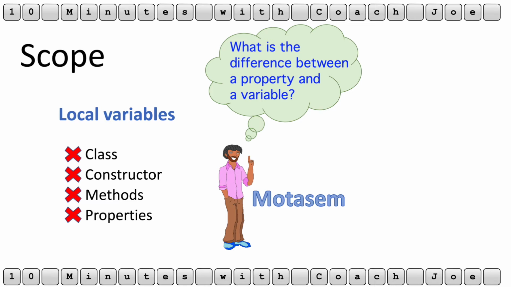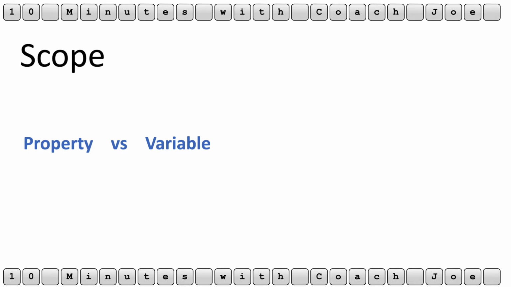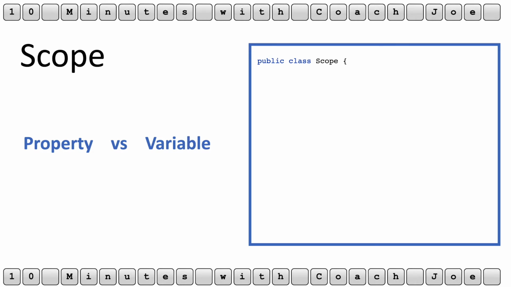What is the difference between a property and a variable? This can be a difficult answer depending on the programming language and the opinion of other developers, but here's a general answer. There are 4 types of properties and 2 types of local variables. Properties are declared inside a class but outside of all methods.